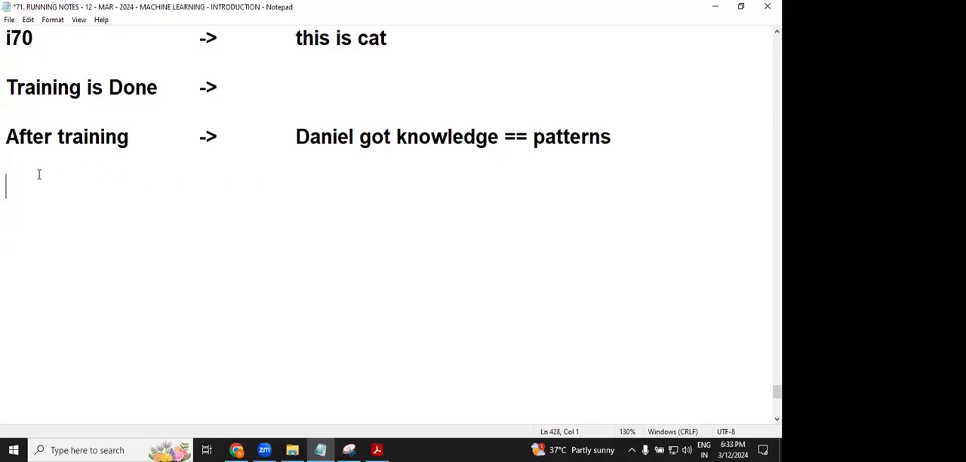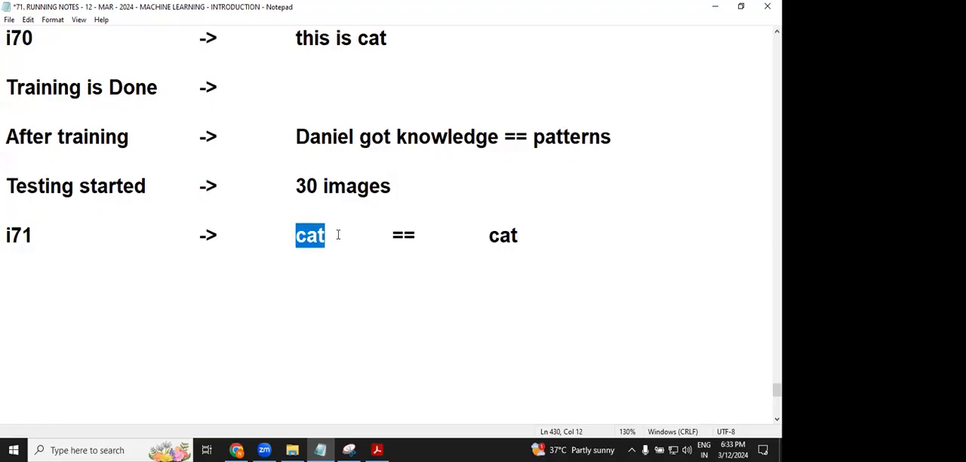Good. Now after training, Daniel, testing started, sir. Testing started with how many images? 30 images actually. Now get ready. I-71. Now, do you think my father is showing the image? I'm waiting for a response from him. Now I'm replying, this is the cat. Exactly, this is the cat. Means how am I recognizing this is the cat? Can I say previous training helped me very well? Exactly. Now move to the next one.